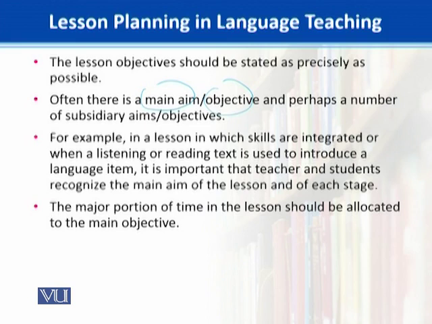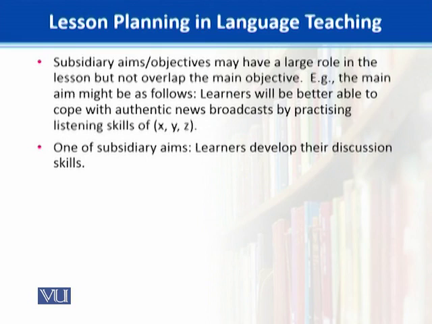For example, in a lesson in which skills are to be integrated, or when a listening or reading text is used to introduce a language item, it is important that the teacher and the students recognize the main aim of the lesson and the objectives that are to be achieved at each stage. The major portion of the time of the lesson should be allocated to the main objective or the main aim. Subsidiary objectives or aims may have a large role in the lesson, but they should not overlap with the main objective.